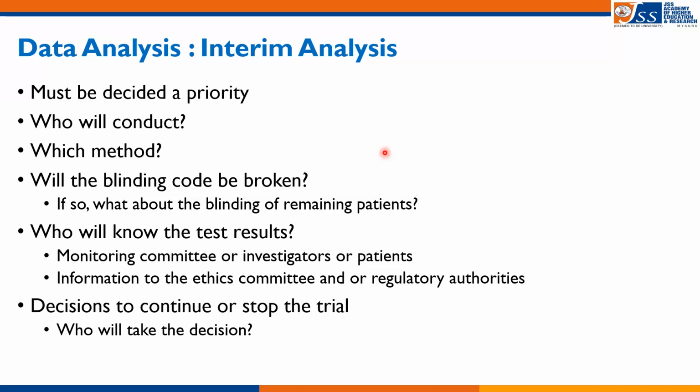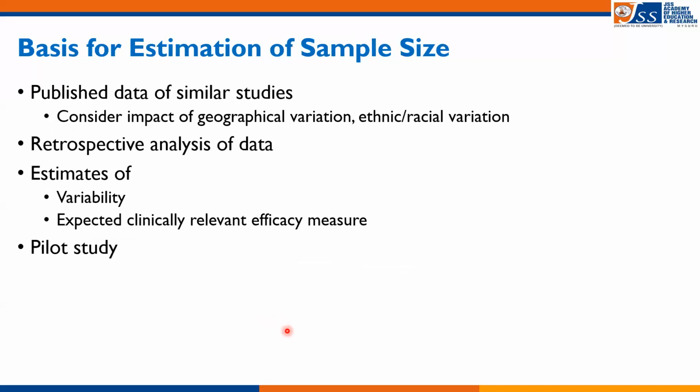So if you are going to do it, then the question arises, who will do it? What is the method of it? Whether the blinding code was broken. If the test results are analyzed, who should be knowing the results? And by knowing the results, if it is having any problems or any serious adverse events, whether to continue the trial or to stop the trial, all of them will be considered.